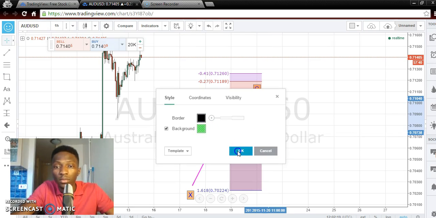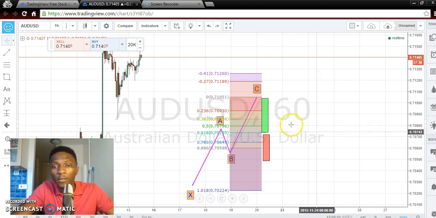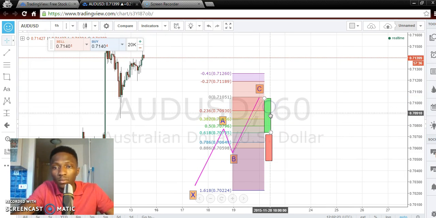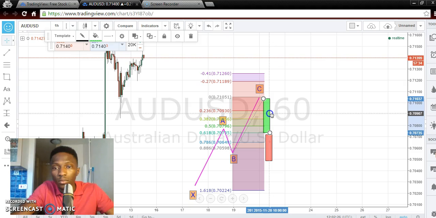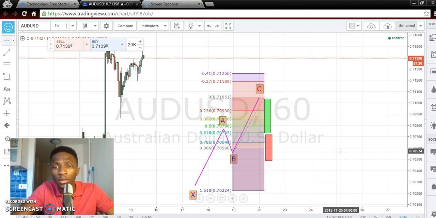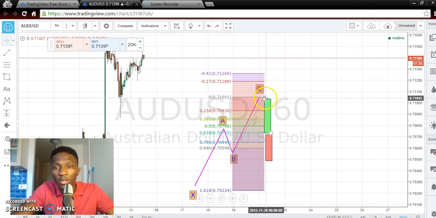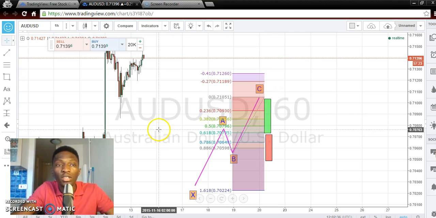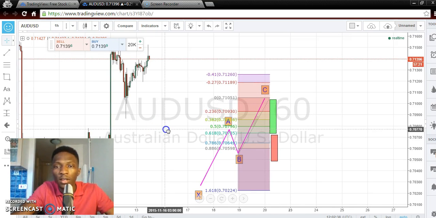So as you can see, we have a risk to reward ratio of at least 1:1. We've got our entry point, our stop loss is below B, and our target is at C. So what I'm going to do right now is go straight to the chart and try and find a bullish move, and then place a live trade using this strategy so you guys can see how it works out.